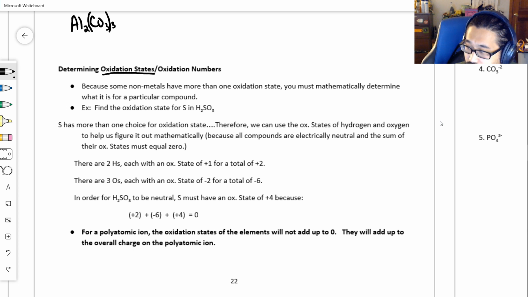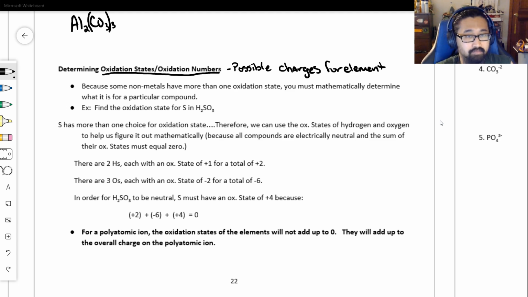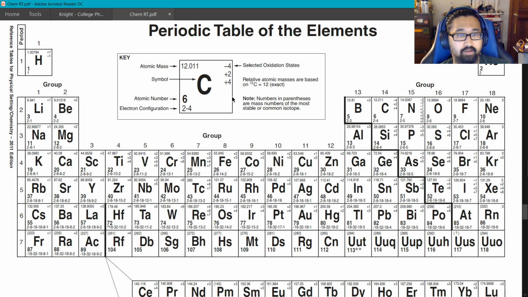So, determining oxidation states or oxidation numbers, what they represent are the possible charges for an element. And the place that you find them is over here on the reference table, selected oxidation states, right?